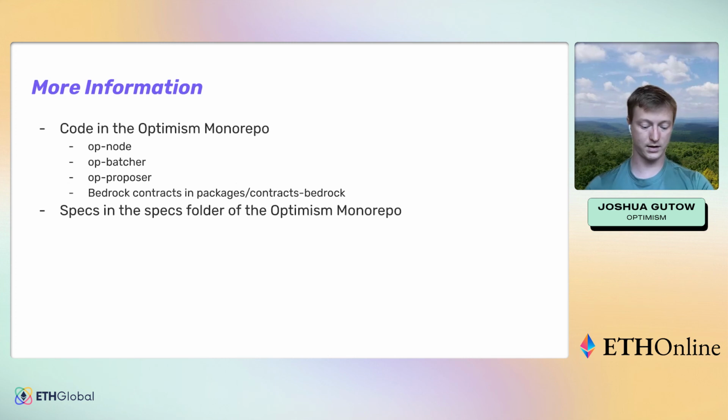If you're interested in looking at the code and learning more about it, all of our code is in the Optimism monorepo. We have the OP node codebase, the OP batcher codebase, and the OP proposer. Those are just top-level folders. If you want to look at the Bedrock contracts, they're in packages/contracts-bedrock, self-explanatory. And then we have specifications for how the entire system should work inside the specs folder.